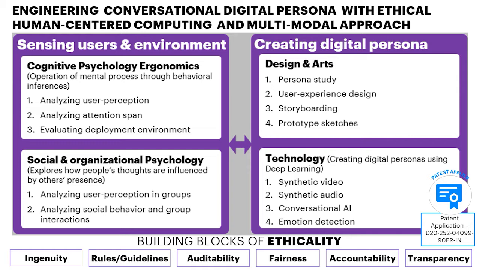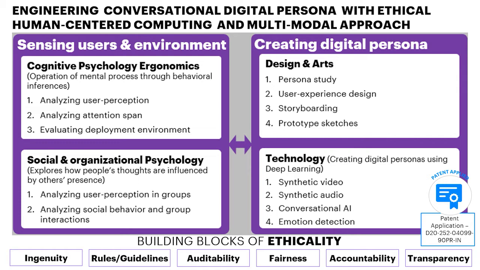The pillars of this human-centered computing framework include technology, design and arts, cognitive psychology and ergonomics, and social and organization psychology. These pillars rely on the building blocks of ethicality as well. This framework, along with the technological aspects, has been patented as well. So let us talk about these pillars one by one.